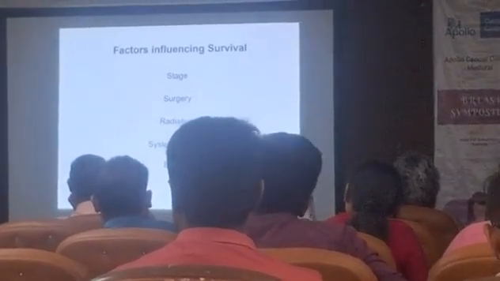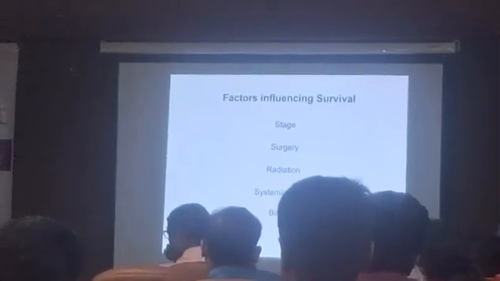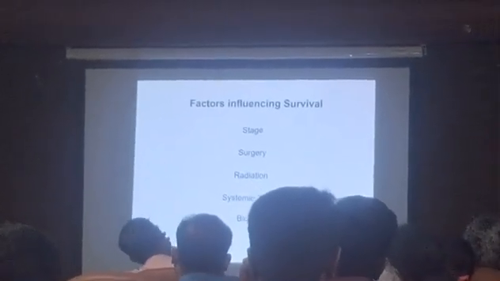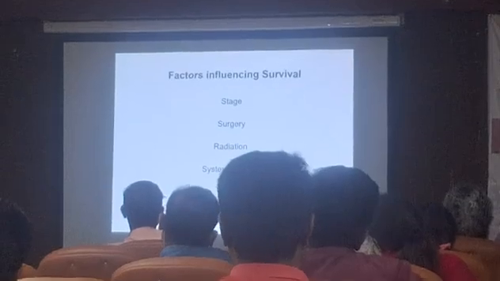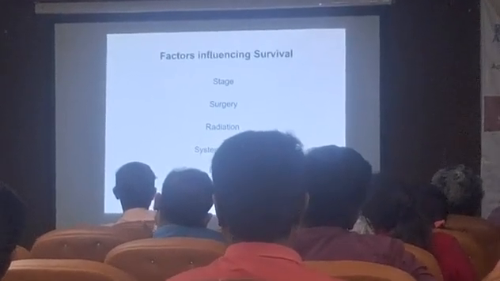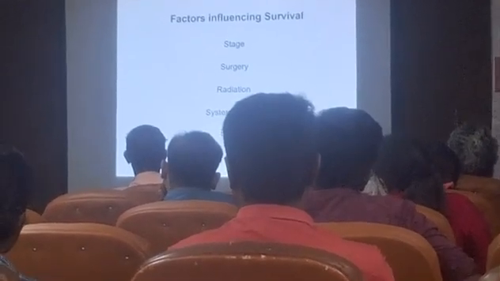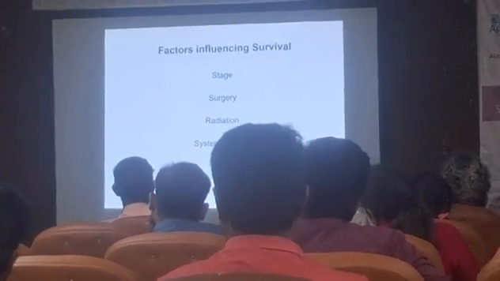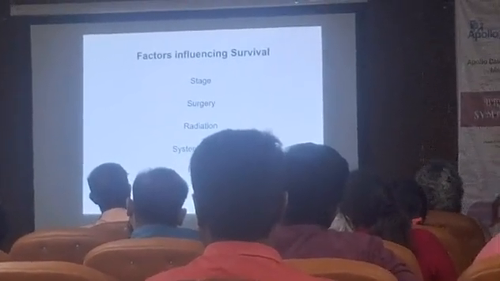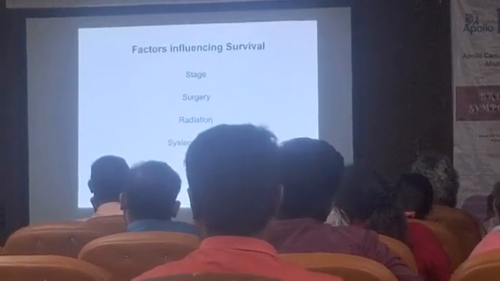So what are the factors? Now we know what we want. We want survival. So what are the factors that go into deciding this survival? Number one is stage. Then we have the therapeutic options: surgery, radiation, and I have put systemic therapy as one phrase that includes chemotherapy, hormone therapy, checkpoint inhibitors, everything. I have put it under the basket of systemic therapy, and also the biology.